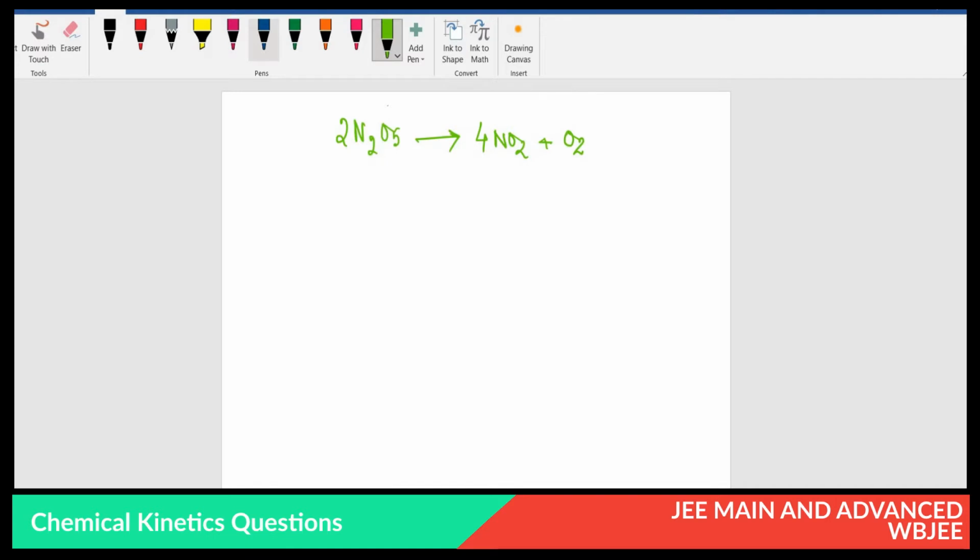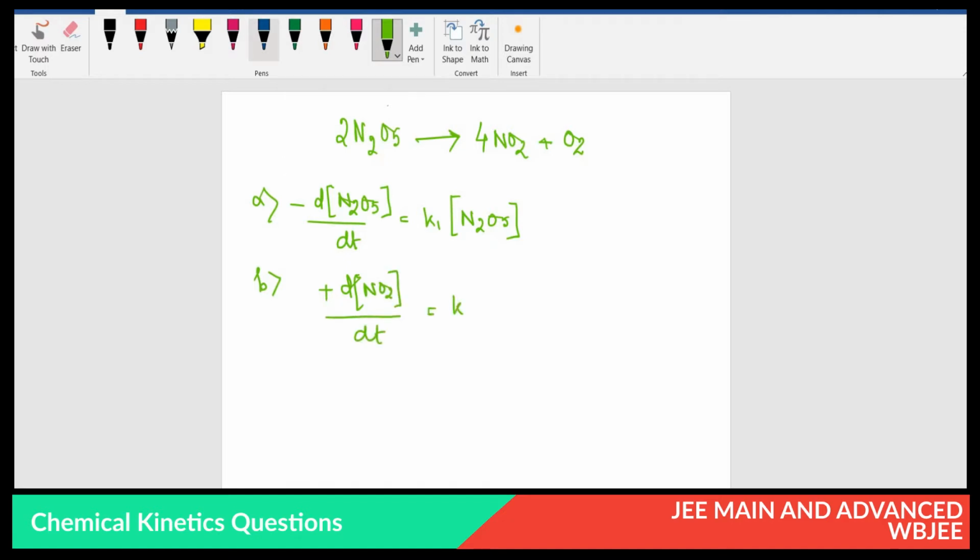Right. Now there are three rate expressions given to you. Expression number one is minus d of the concentration of N2O5 with time equal to rate constant K1 into the initial concentration of N2O5. Rate expression number two is plus change of concentration of NO2 with respect to time equal to K2 into the initial concentration of N2O5. The third one is change of concentration of O2 with respect to time equal to K3 into N2O5.